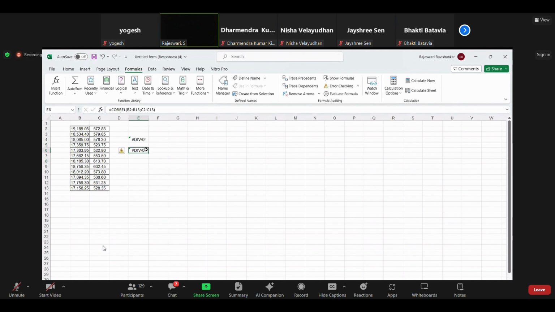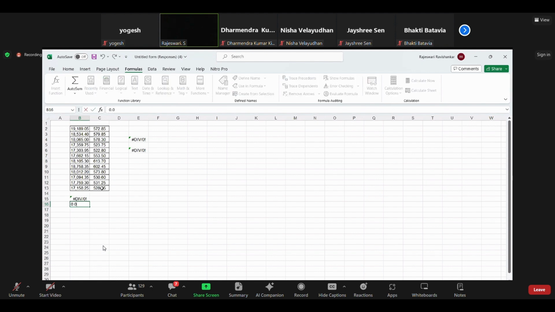I think there is some error in my Excel, so it is not showing. Okay, so basically we will use the equal to symbol, correlation. You will write like this, open the bracket, select the data sets, put a comma, and select the other one. If you close the bracket, you will get some values.